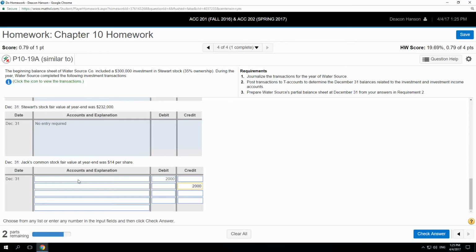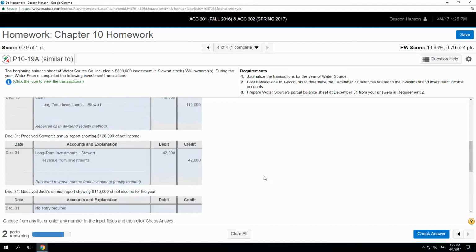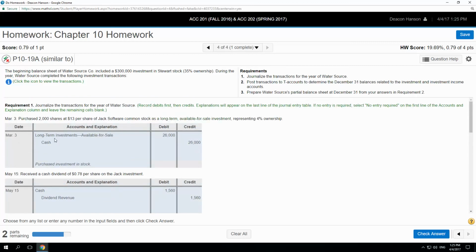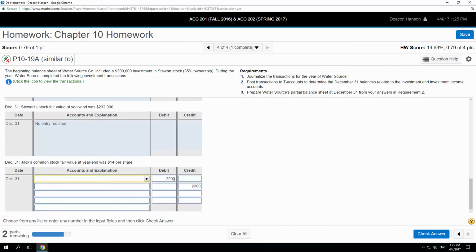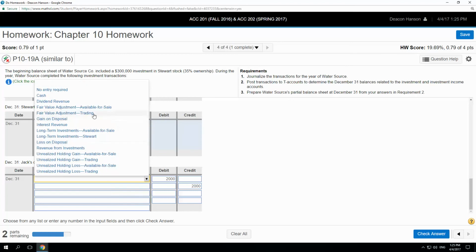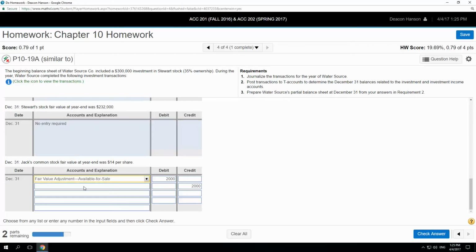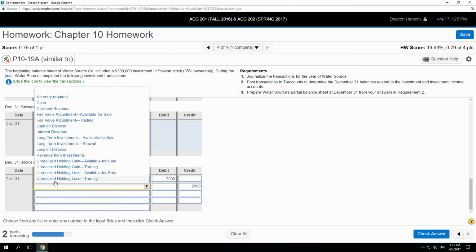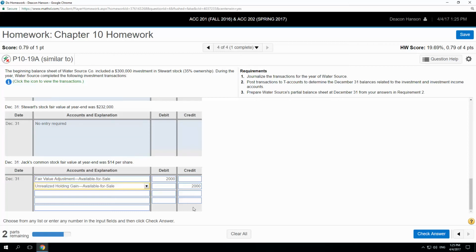Okay, so those were going to be long-term available for sale, and you might want to double check. So we have to make this fair value adjustment available for sale, right? And then we're going to have an unrealized holding gain for available for sale, right here. With the available for sale securities, you have to make these fair value adjustments.